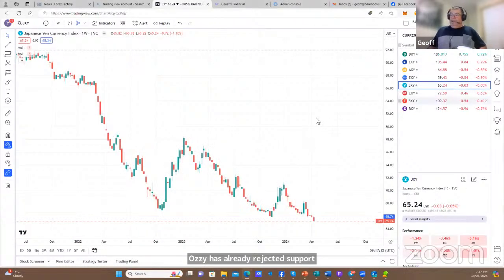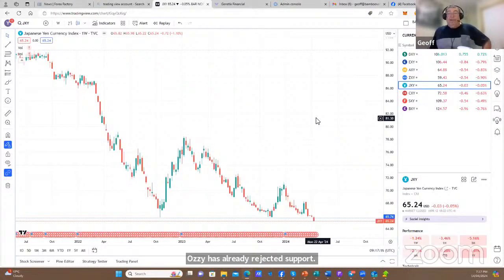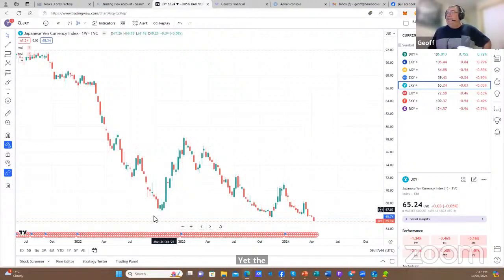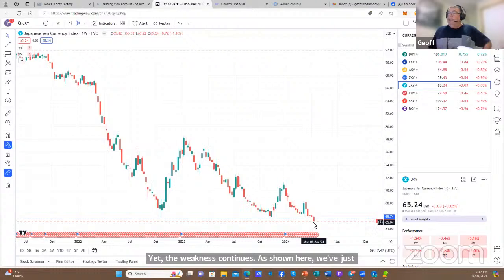Let's go to the yen. Yen is a very, very strong recognized risk-off currency, where if the market goes risk off, then generally you'll see the yen rally. We've also had an interest rate flip around by the Bank of Japan. So the only country currently raising interest rates is Japan. Yet the weakness continues, as shown here. We've just plummeted through the very, very strong support level on the yen index.